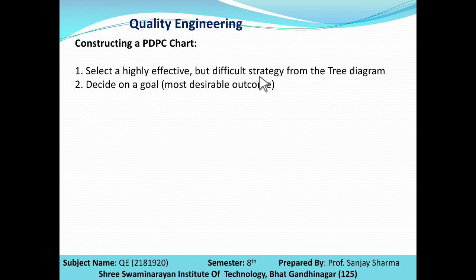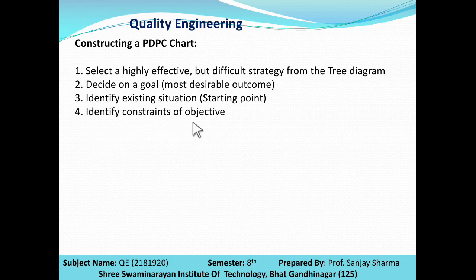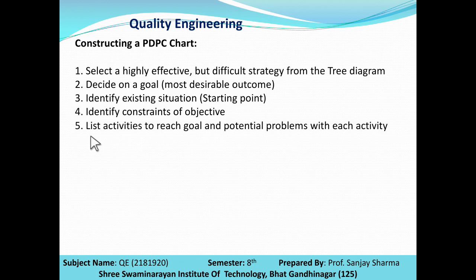Select a highly effective but difficult strategy from the tree diagram. Decide on a goal, that is, the most desirable outcome. What do you want? You have to decide that and work on it. Identify the existing situation. What is the existing situation? Starting point, identify it. Identify constraints of the objective. List activities to reach the goal and potential problems with each activity. It means you have to list out the activities to reach the goal and potential problems with each activity.